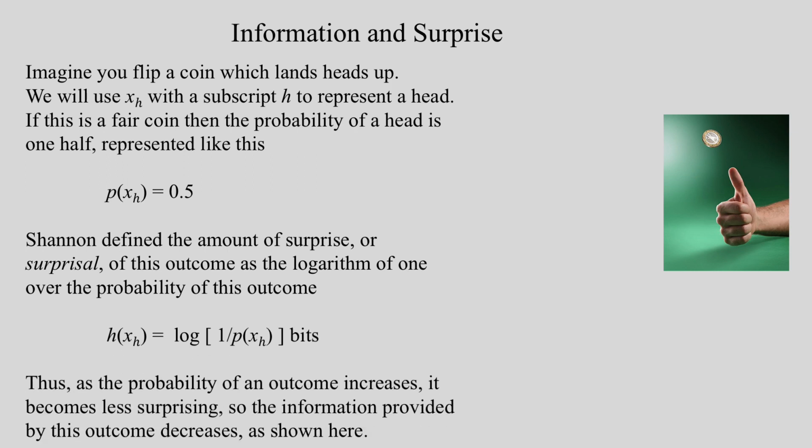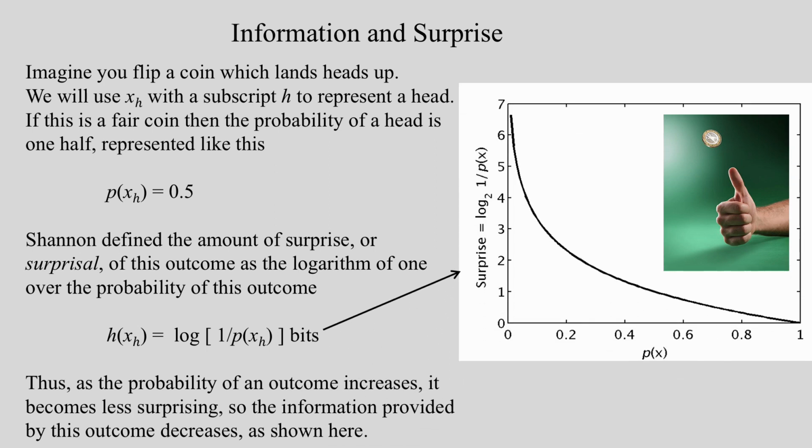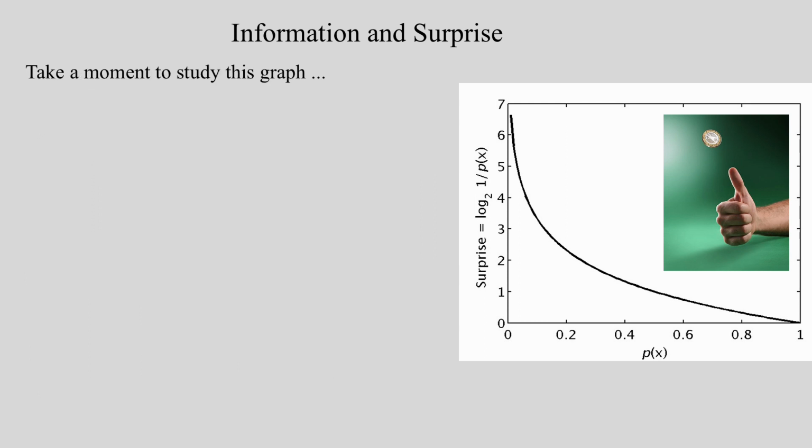Thus, as the probability of an outcome increases, it becomes less surprising, so the information provided by this outcome decreases as shown here. Take a moment to study this graph.